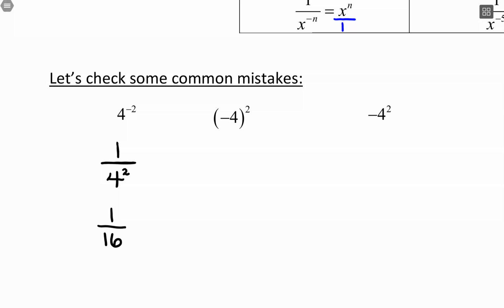Comparing to the original form, if we didn't have that negative, it would just be 4 squared, which is 16. But what the negative does is it takes that value of 16 and puts it in the denominator.